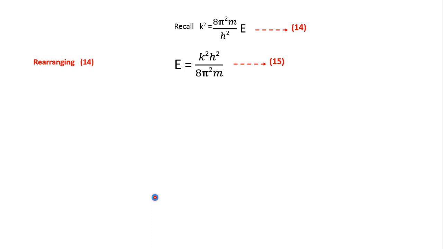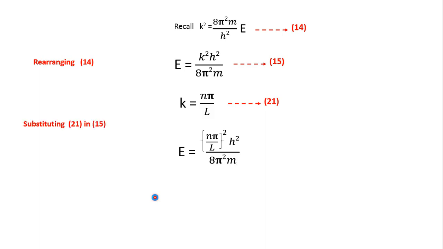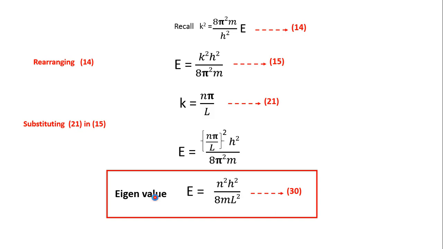We recall that kL is equal to n pi. From this, k is equal to n pi by L. Substituting this in the expression for E, we get E is equal to n square h square by 8 m L square. This is the expression for the eigenvalue of a particle in a box, one dimension.